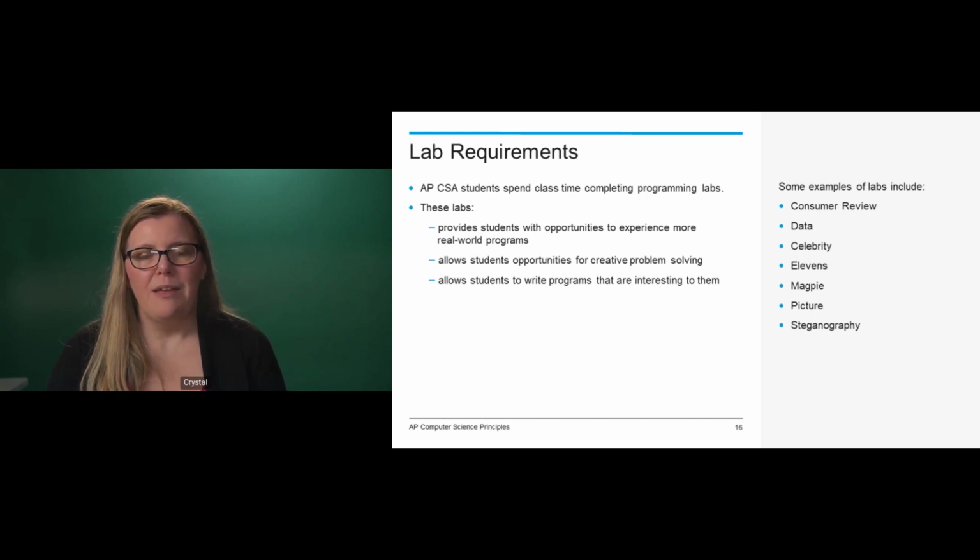Our picture lab provides students an opportunity to make your own Photoshop, where you can create different effects on a photo. We start with things like grayscale or reflection, but then, sky's the limit. You can create all sorts of different effects on pictures that you can use for yourself. And then steganography is an extension of the picture lab where you can hide secret messages in photos.